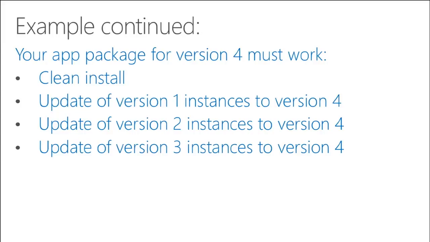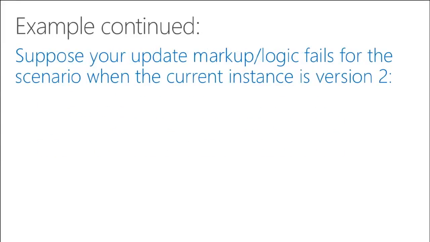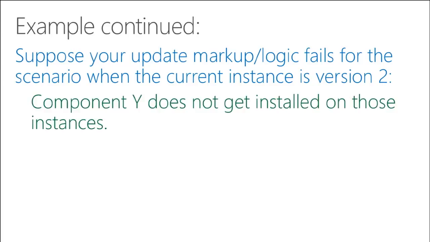Now, suppose your update markup or logic is goofed up for the scenario when the current version is 2. So this is the update that was supposed to add component Y. Now, what's going to happen if component Y doesn't get installed on those instances?